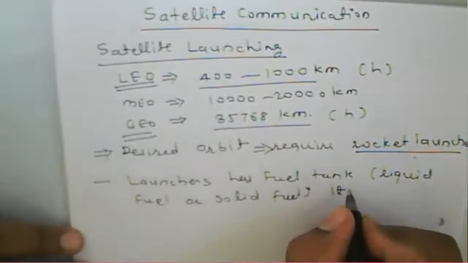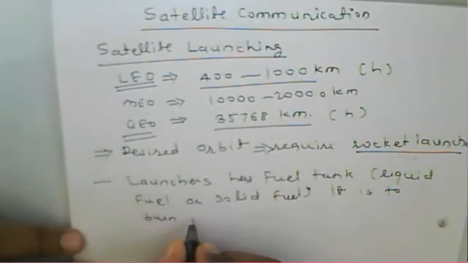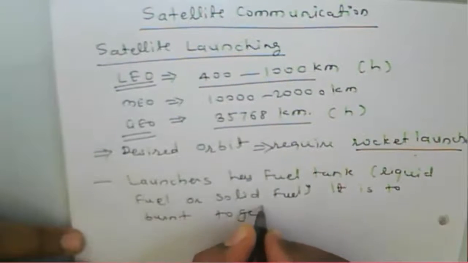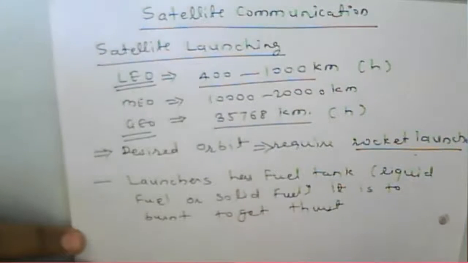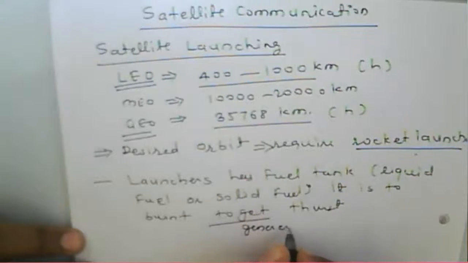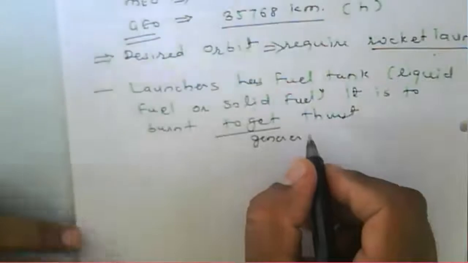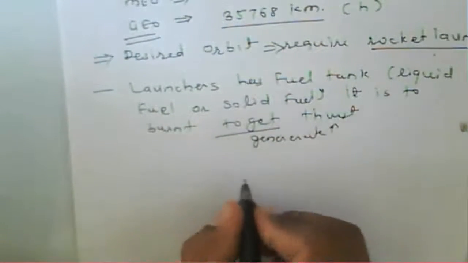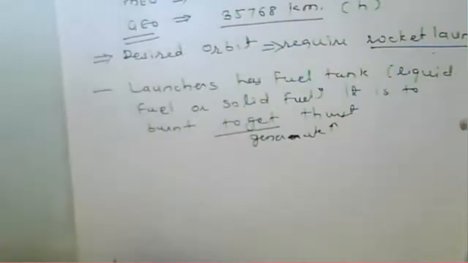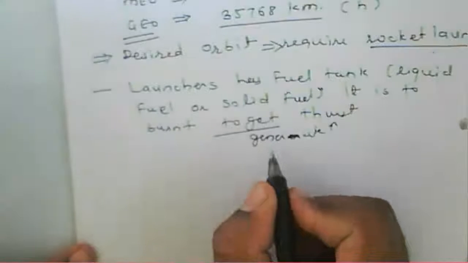That fuel in the fuel tank is to be burned to get the thrust. That fuel is used to generate the thrust.